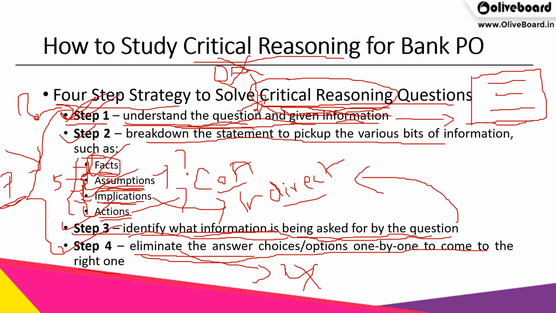But why are we saying eliminate? Eliminate means whatever is not relevant, whatever is not related, that you eliminate. Okay, so when you eliminate all the choices or options one by one, whatever you are left with will be the right option. That's it.